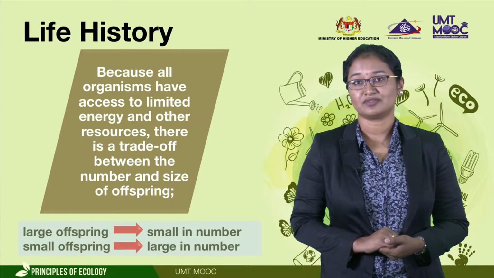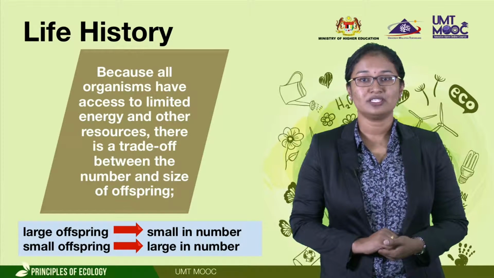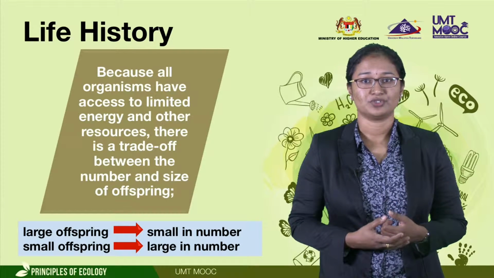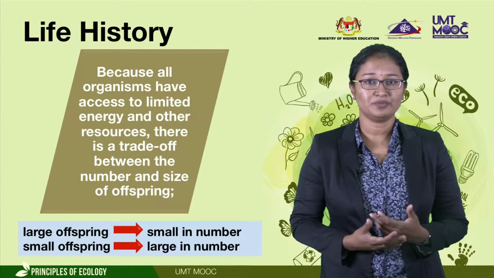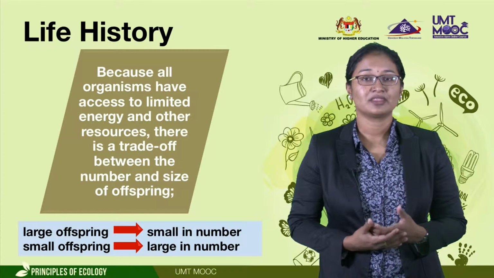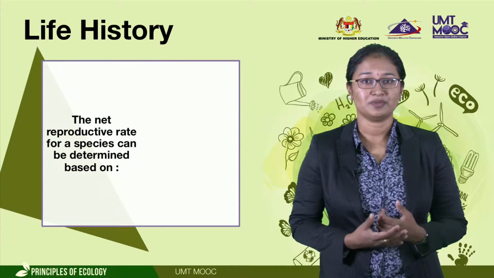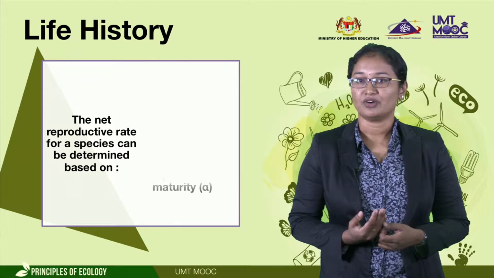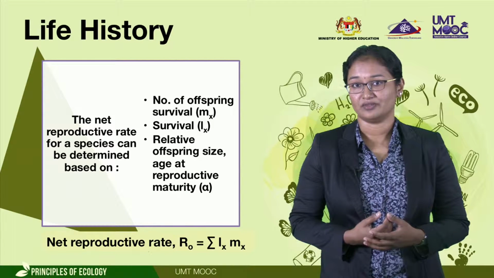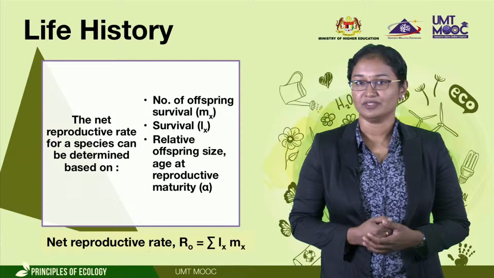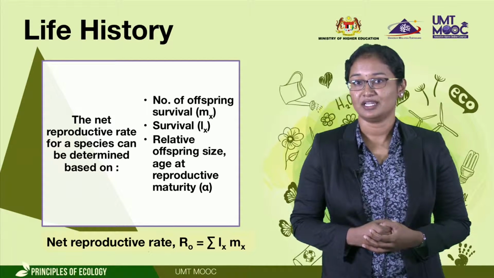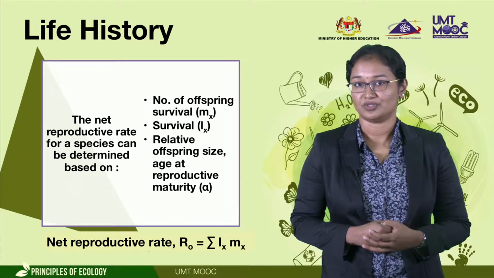Where adult survival is lower, the organism begins to reproduce at an earlier age, with a greater proportion of energy invested to reproduce, and vice versa. The net reproductive rate for a species can be determined based on first, number of offspring; second, survival; and third, relative offspring size, which is the age at reproductive maturity.